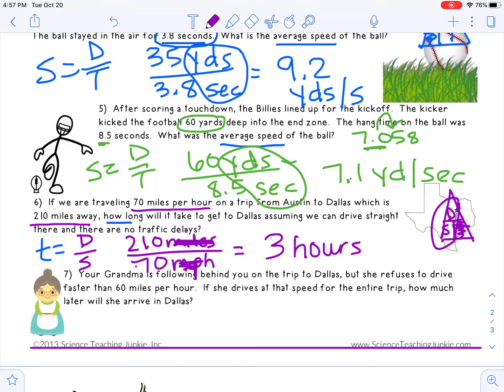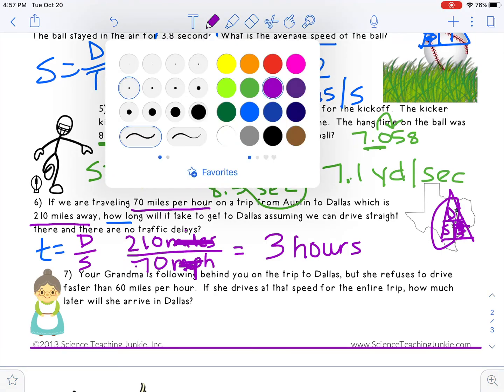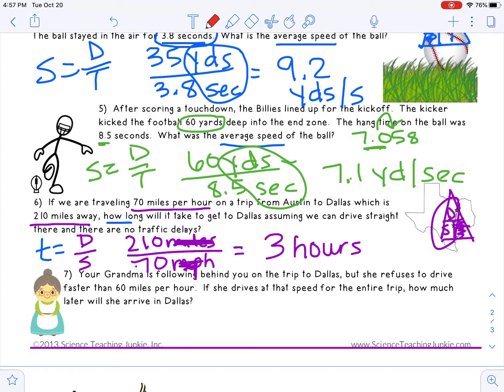Your grandma is following behind you on your trip to Dallas, but she refuses to drive faster than 60 miles per hour. All right, so let's change our color here. If she drives at that speed for the entire trip, how much later will she arrive in Dallas? All right, so this is a multi-step question. First of all, we need to figure out how long is it going to take her to get to Dallas. We already know how long it's going to take if we go 70 miles per hour. But what if we only go 60 miles per hour? The distance is the same.